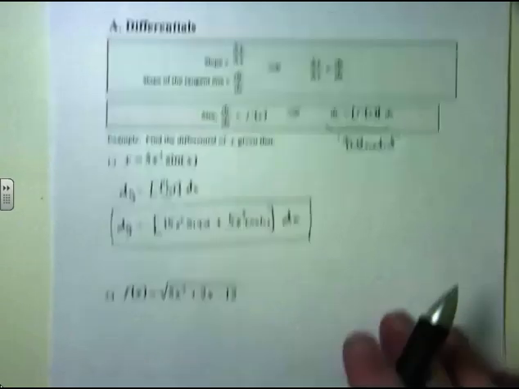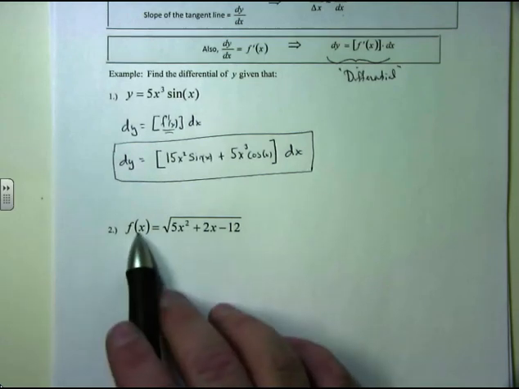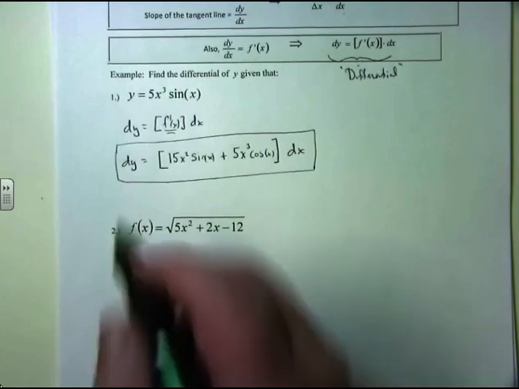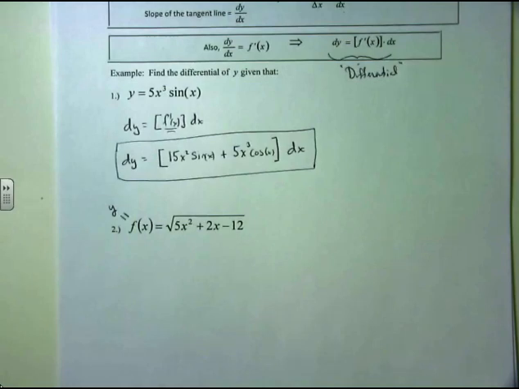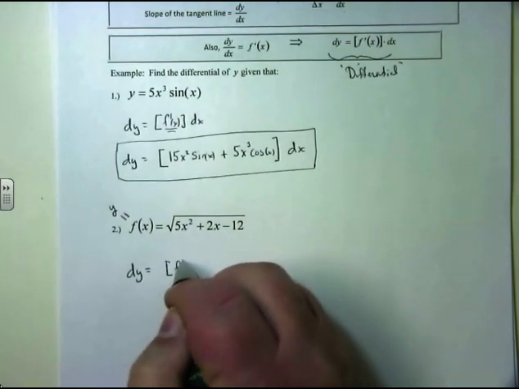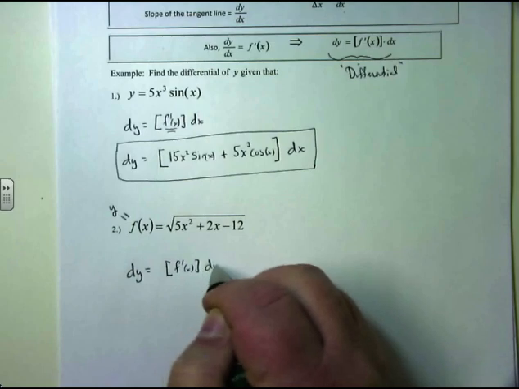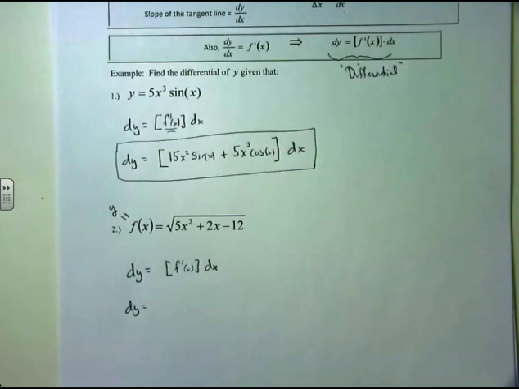So here's another one. Try this one. Find the differential of f of x equals the square root of 5x squared plus 2x minus 12. All right, well, once again, I have my derivative of f of x, and typically f of x is the same thing as y in our standard college algebra pre-calculus notation. So I'm going to use my same notation. dy is equal to the derivative of my function times dx. And now I need to get rid of this square root.